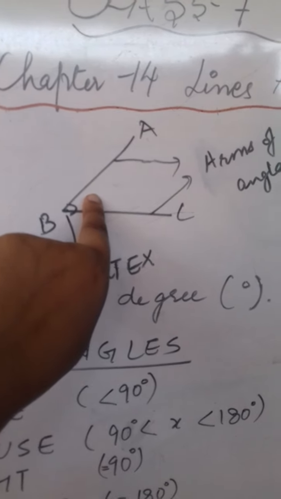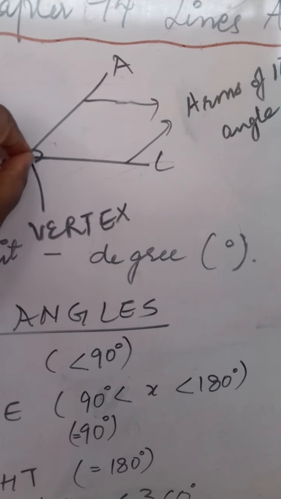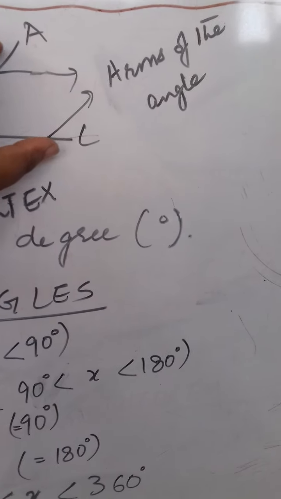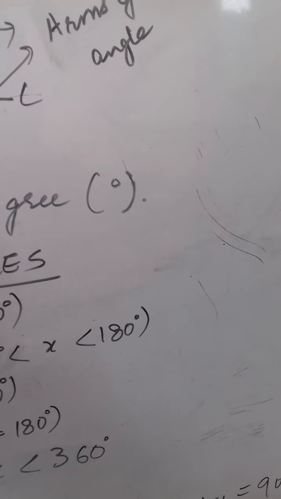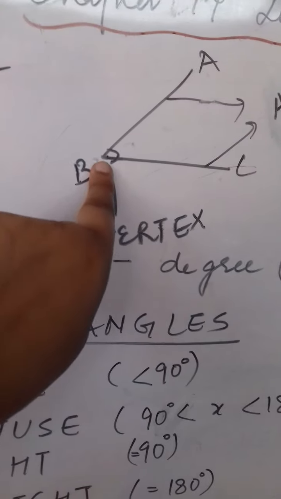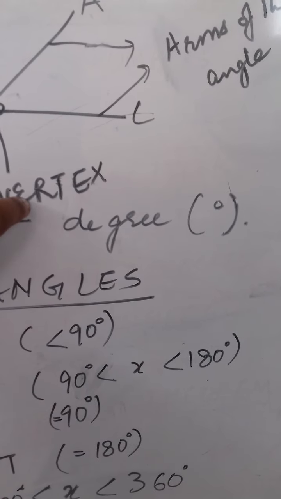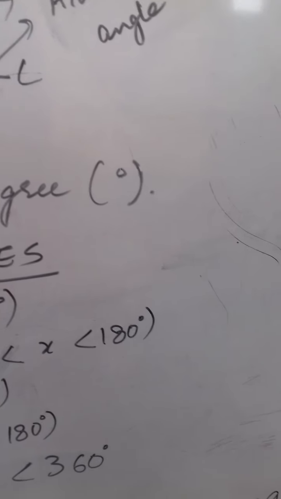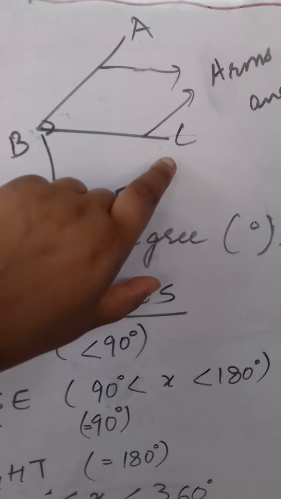This is one segment AB, this is another segment BC. They both have one end point, meaning they are both meeting at one single point, that is B. So B is their common fixed point. B is called the vertex, and this is forming an angle, angle ABC.